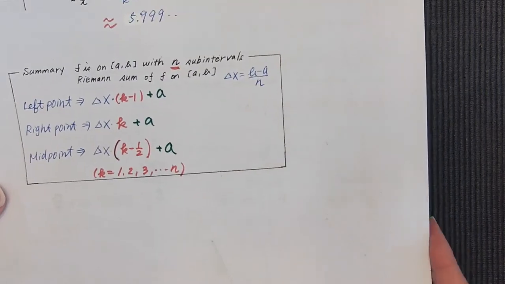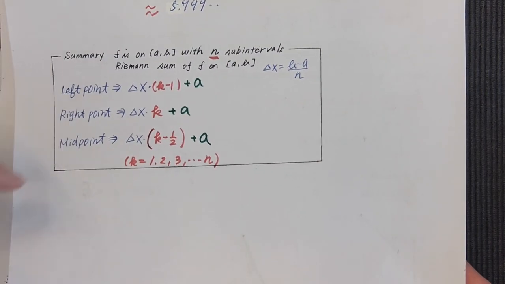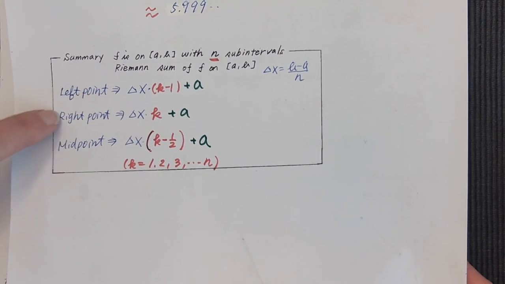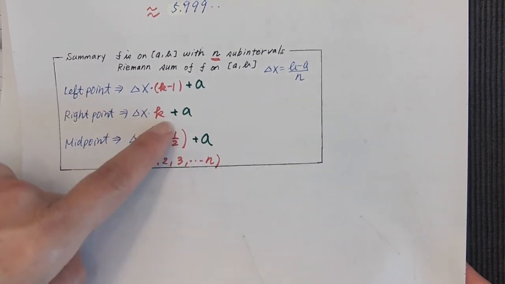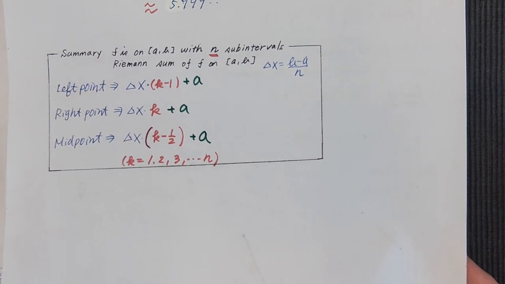Do you remember that? Yeah. This one. So which one is easier? I'm gonna use left or right or midpoint. Right is easier, that's right. Oh, I should use that one. So I'm gonna use right point.